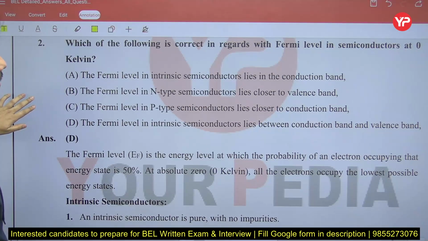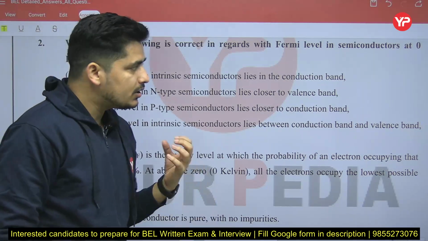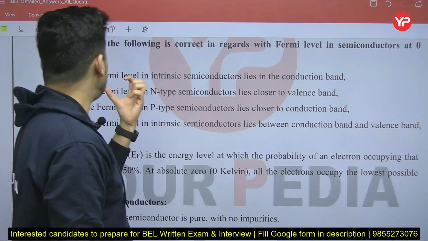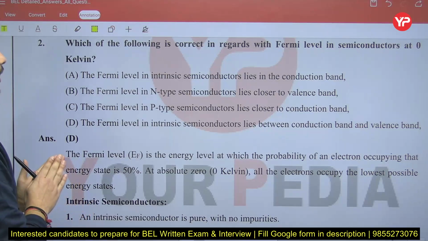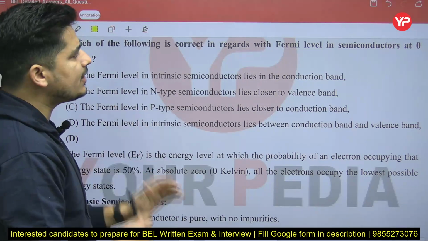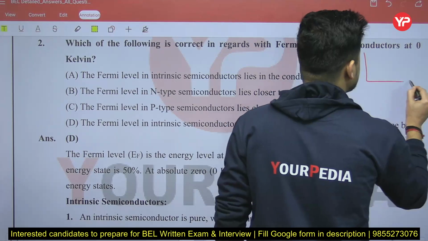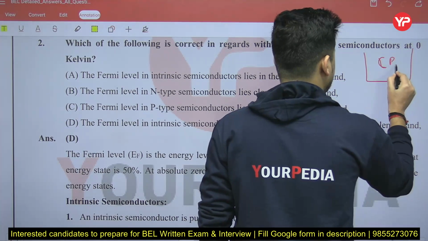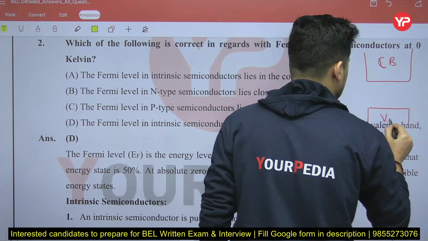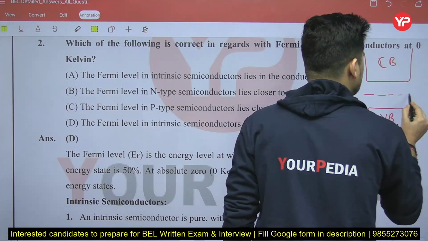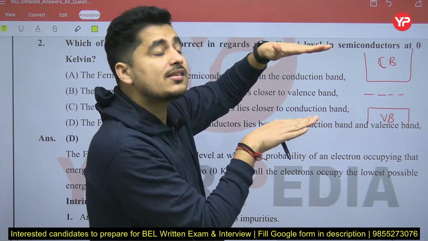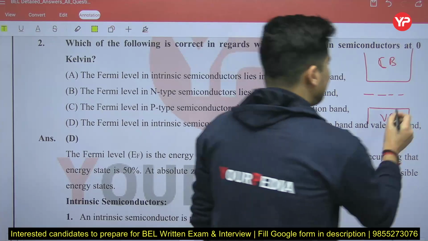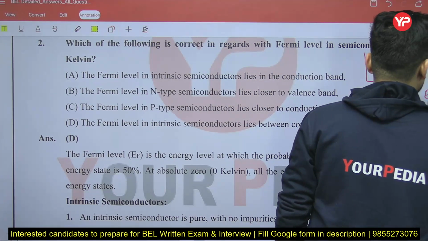Which is correct regarding the Fermi level in a semiconductor at 0 Kelvin? Where will the Fermi level be inside the semiconductor at 0 Kelvin? See, this is our conduction band and this is our valence band. At 0 Kelvin, the Fermi level will always lie in between these two bands, at the center of the two bands. So the Fermi level EF lies at the center at 0 Kelvin.